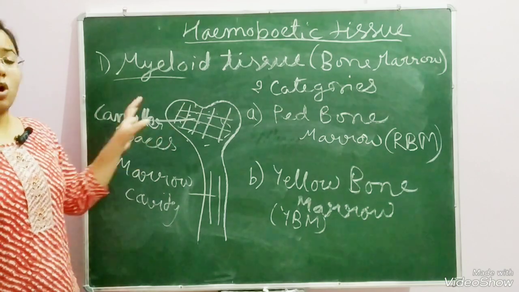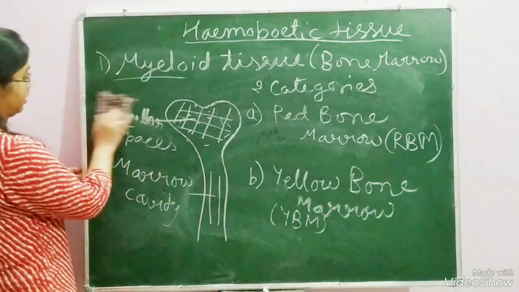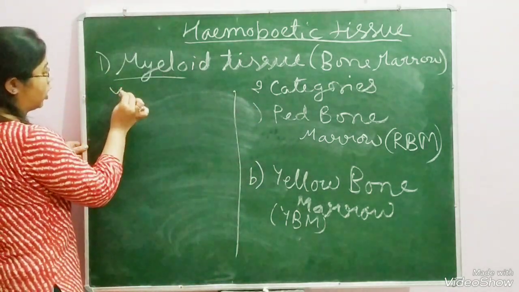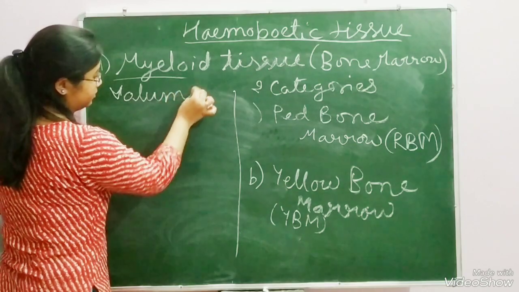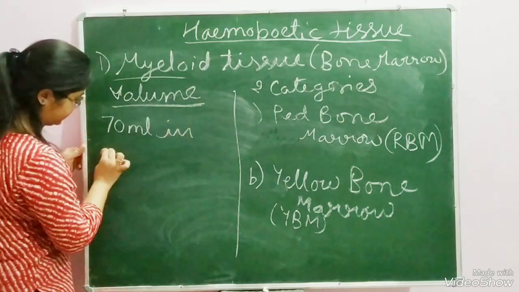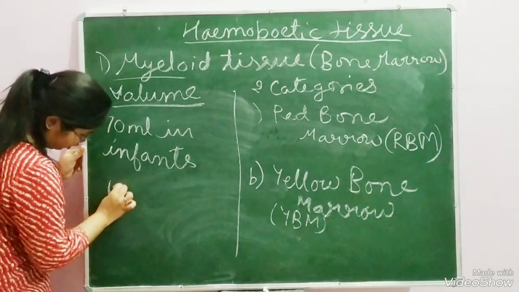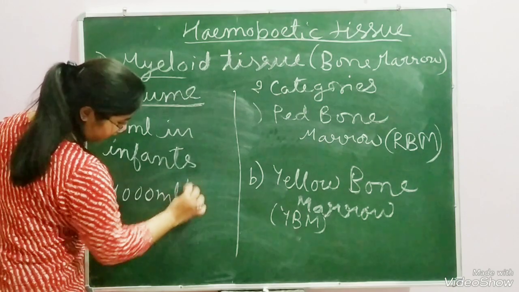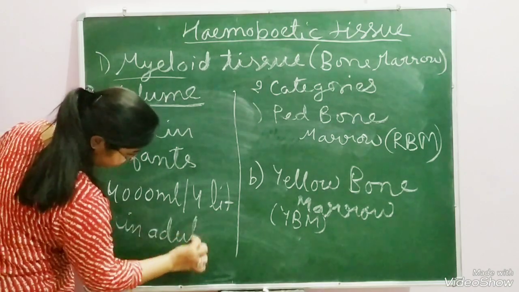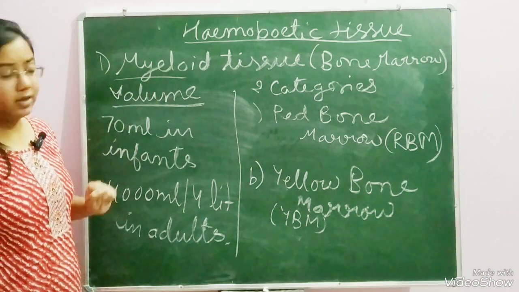Now, the volume of bone marrow is different in adults and in infants. If we see the volume of bone marrow, it is 70 ml in infants and 4000 ml, or 4 liters, in adults. Fine. Now, this is myeloid tissue.